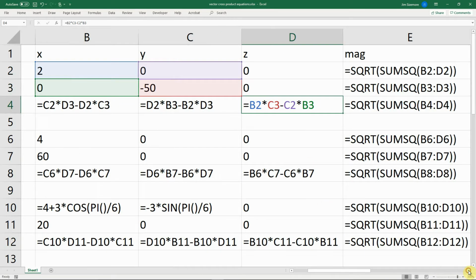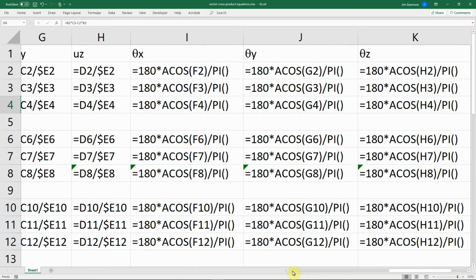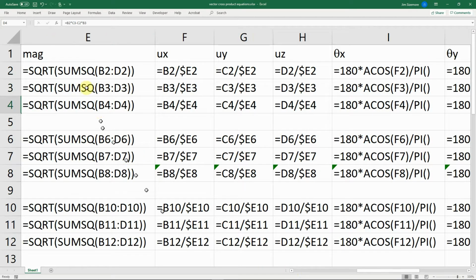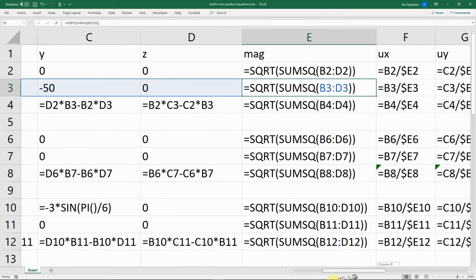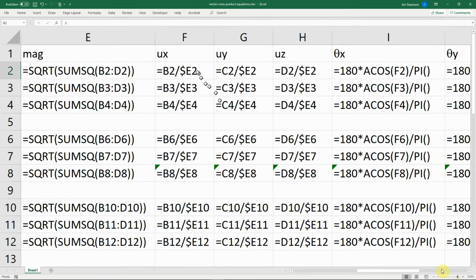Magnitude. You take the square root of the sum of the squares, and I went a little too fast. There we go. Magnitude. Square root of the sum of the squares. All of the above. Unit vector. You take the components, so the x-axis component is in B2, cell B2. There it is, B2. And the magnitude's in E2. And the magnitude for the next vector is in E3. The magnitude of the next is in E4, and so forth. Keep going.